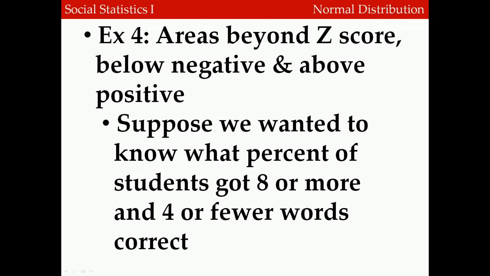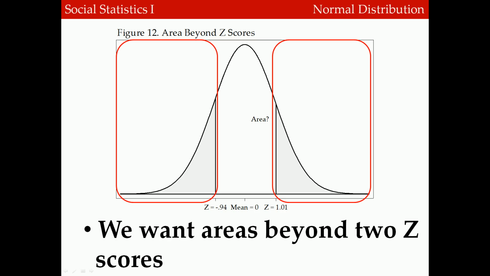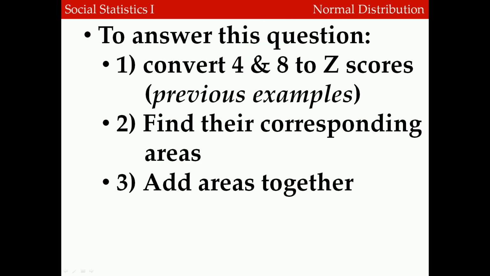Our next example, we're going to find an area that's above the z-score for both a negative and a positive z-score. So suppose we wanted to know what proportion of people got 8 or more words correct or 4 or fewer words correct. This time, we're going to be looking at both an area above and below the mean, but this time we're going to be looking for areas beyond the z-scores.